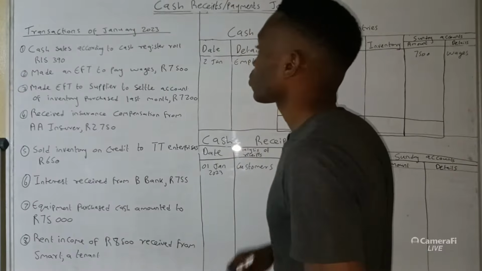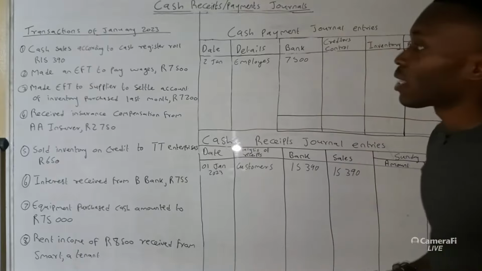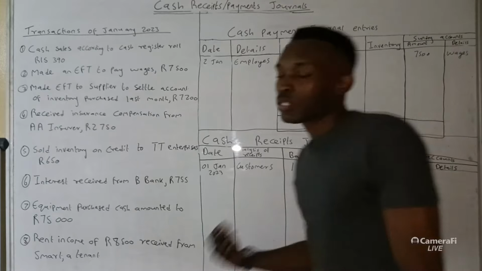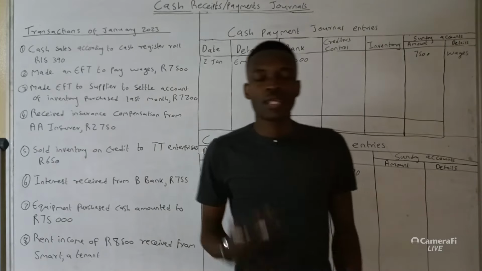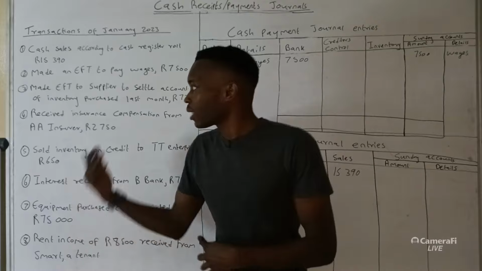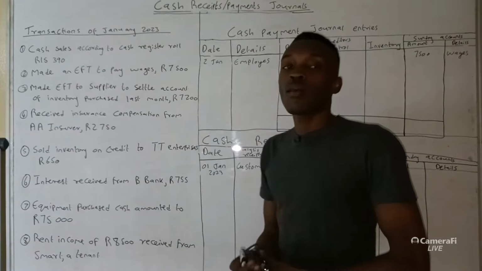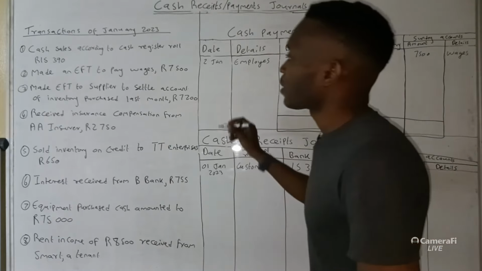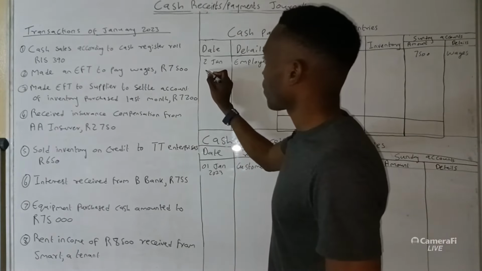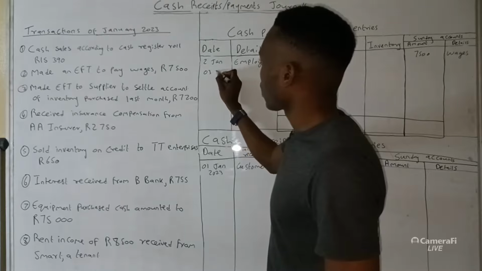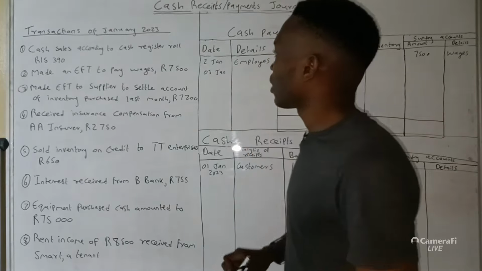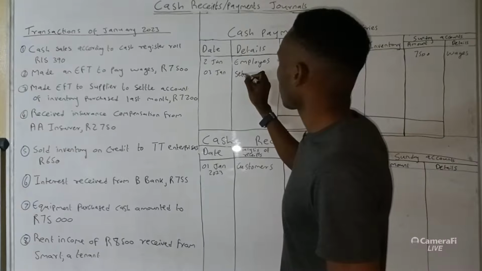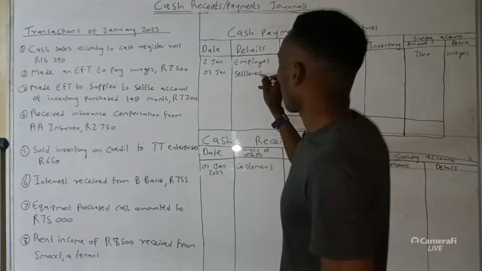An EFT to supplier to settle the account of inventory purchased last month is 7,200. Last month we purchased inventory on credit. Now we are going to pay that amount to settle our debt, which means that we make a what? A payment. Okay, which means that we're going to record it under cash payment. It's on 3 January, and for the details we are going to write settlement account.